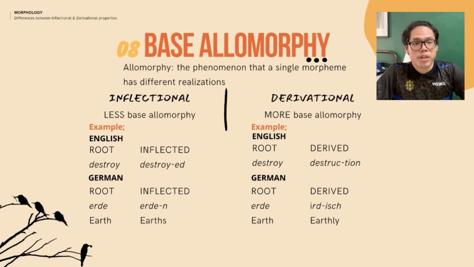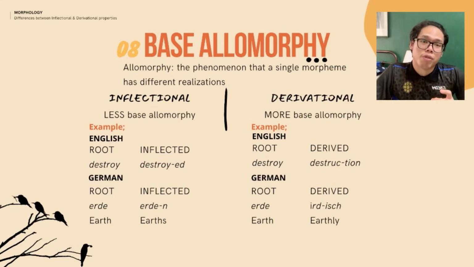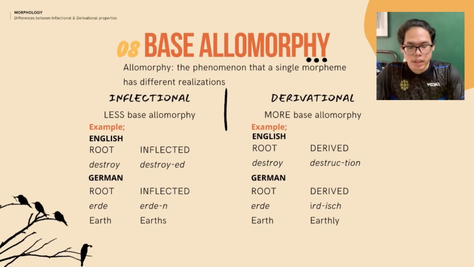Morphemes and derivational morphemes. Okay, so difference number 8 is base allomorphy. What is allomorphy? We have learned allomorphy during our phonetics and phonology class during our first year. Do you still remember? Allomorphy is the phenomenon that a single morpheme has different realizations, meaning that one morpheme can have different spellings that are rooted to the same morpheme. That is what we call allomorphy. In inflectional morphemes, we have less base allomorphy, but in derivational, we have more. Let's take a look at the examples.